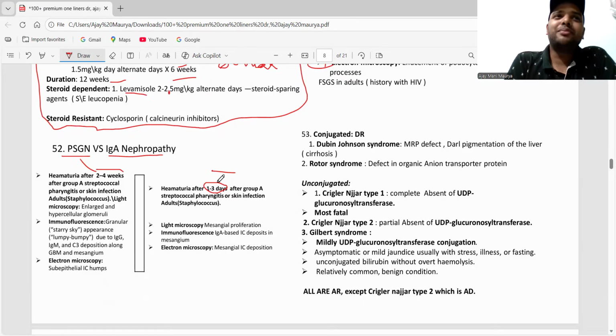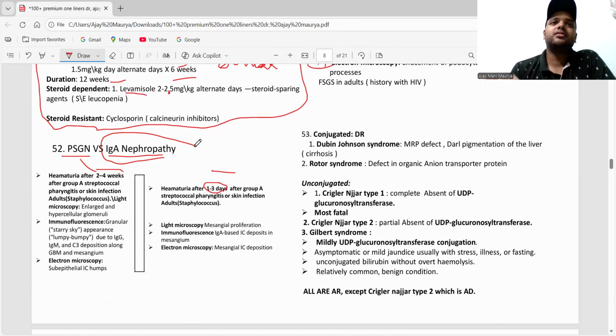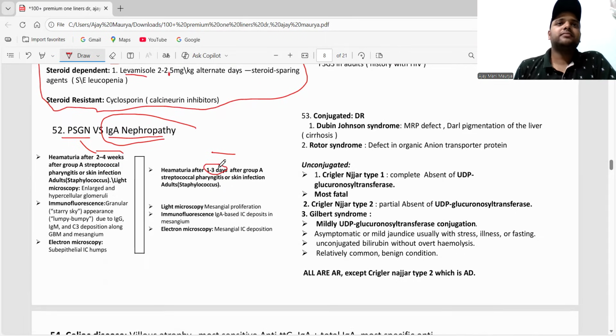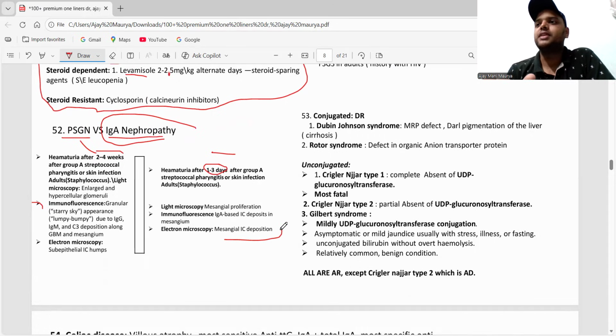What is the most common cause of the PSGN? It is the IgA nephropathy. See here, these are the most important points for how you're going to differentiate. On immunofluorescence, you will see the starry sky appearance. Here there is an IgA-based immune complex deposited in the mesangium. On electron microscopy, there is mesangial immune complex deposition.